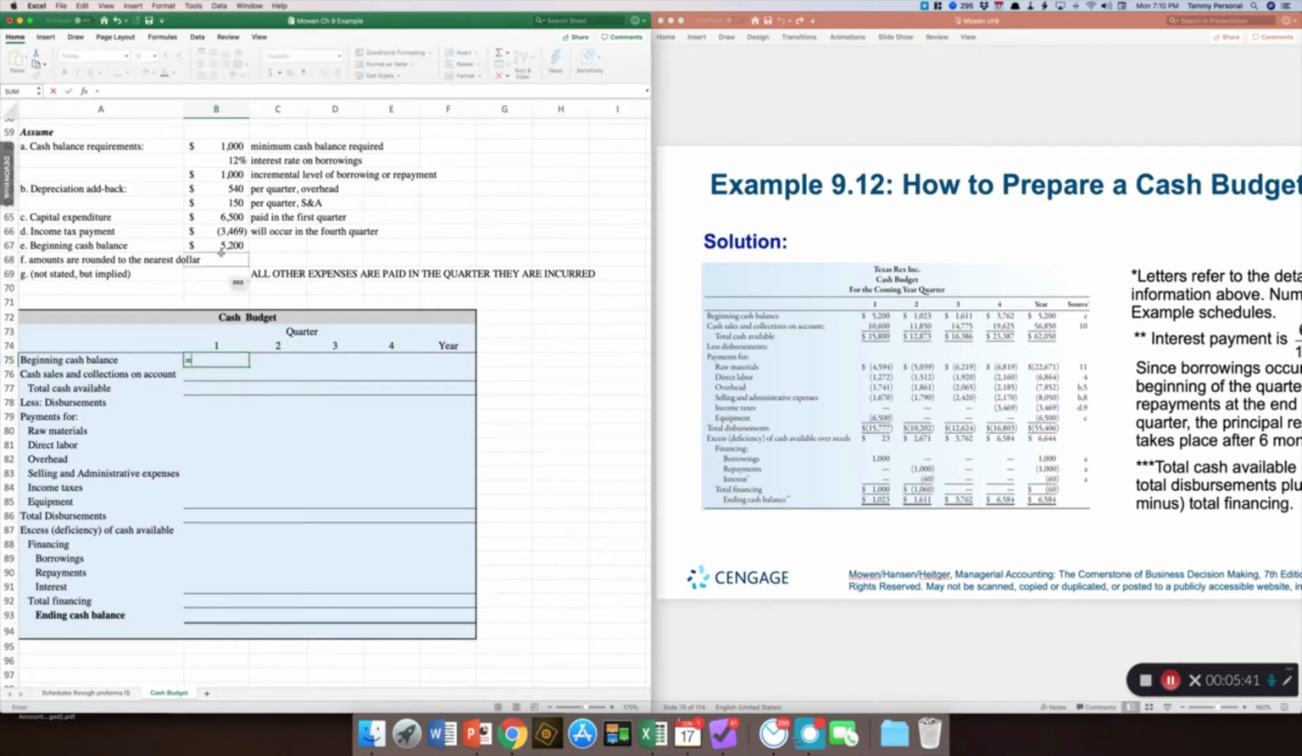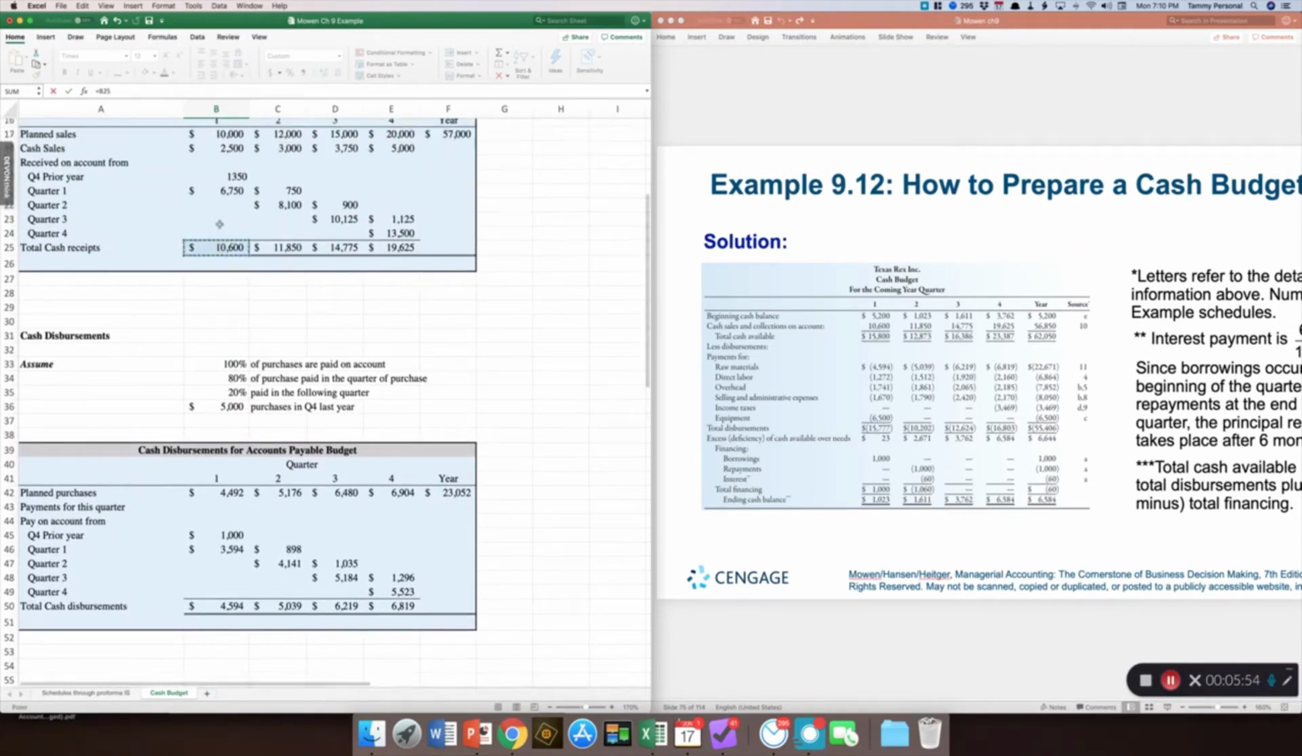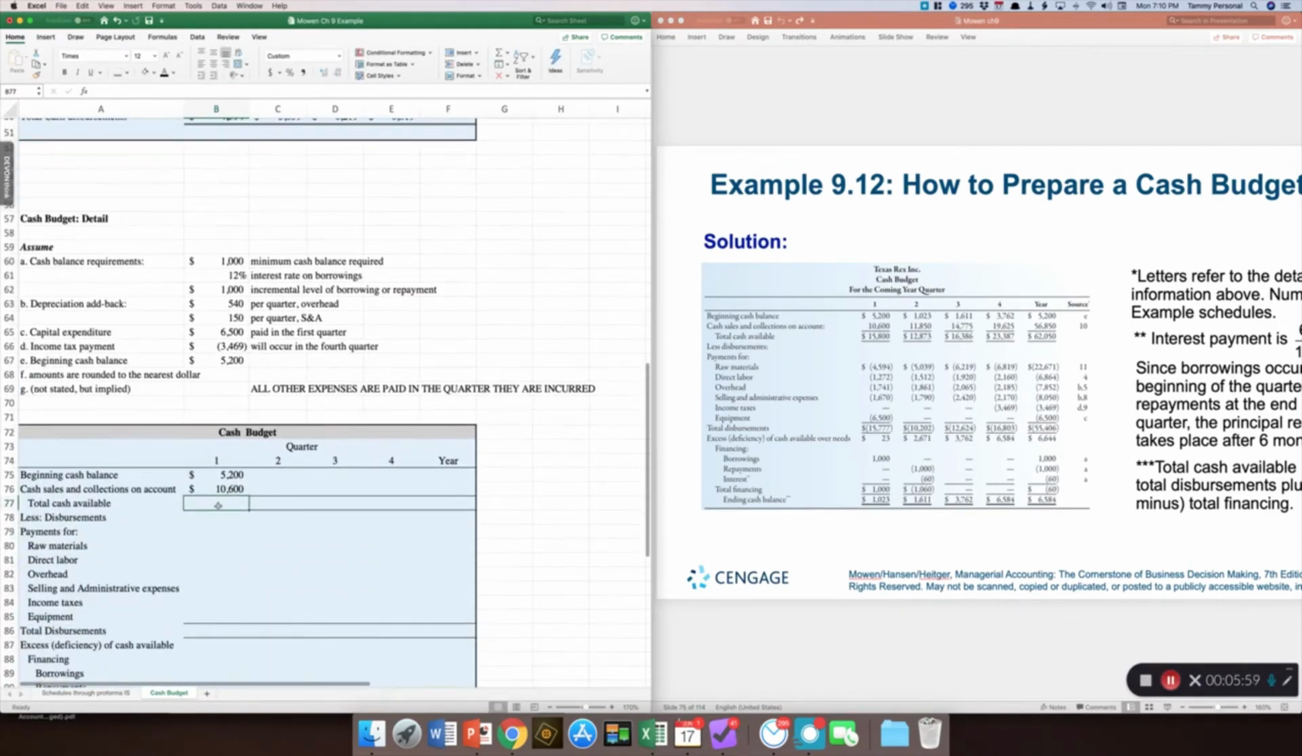All right, beginning cash balance, $5,200. We catch it from there. Our collections on account and our cash sales, we pick up from the schedule up here, our cash receipts budget. That means we end the first quarter with a total of $15,800 in cash. So this is how much cash we have available for all of these things that we're spending money on.